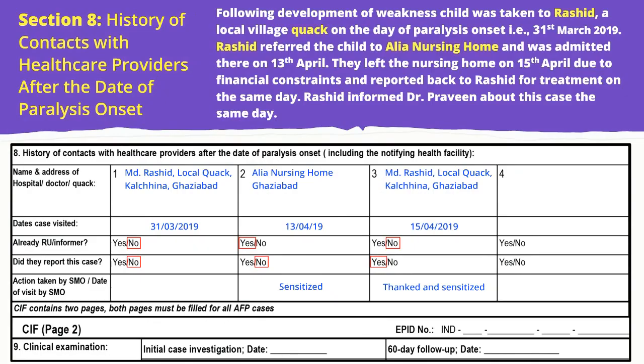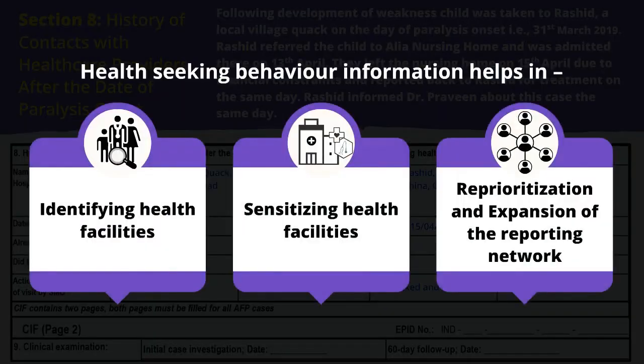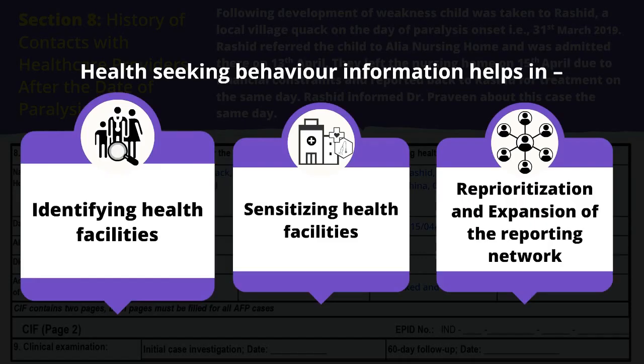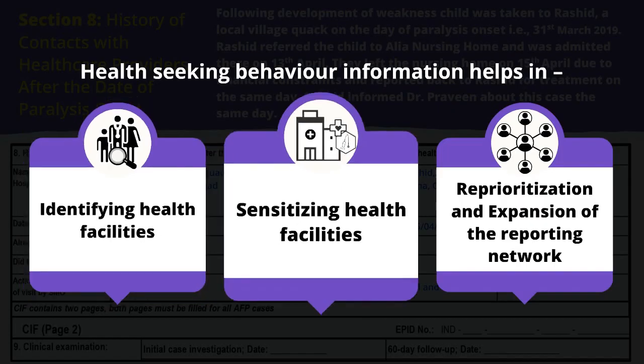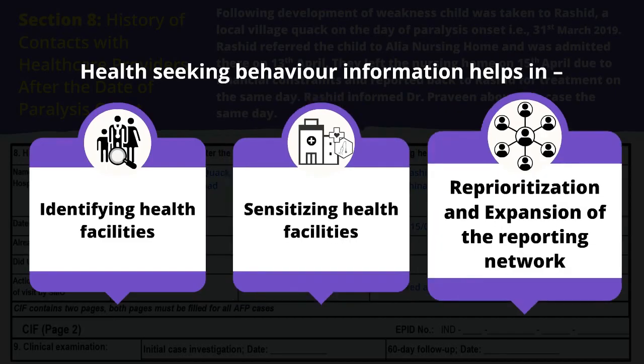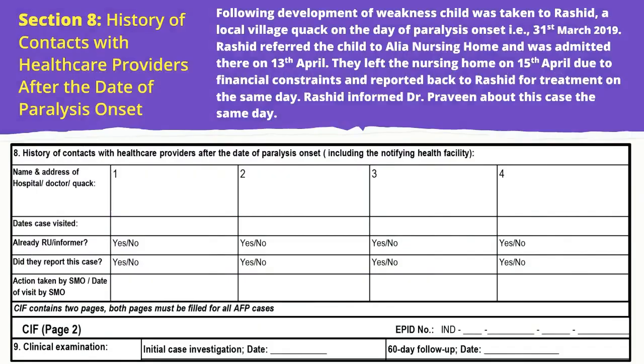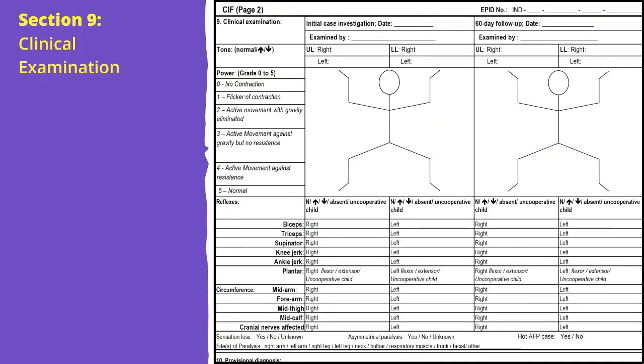Get information from caregivers about all the health facilities visited by patient after the onset of paralysis and write down their names, address and dates of visit. The help-seeking behavior information helps in identification of all the health facilities which a suspected case may have visited. This information helps in sensitization of health facilities for timely notification of suspected cases as well as reprioritization and expansion of the reporting network. Section 9 is on clinical examination.